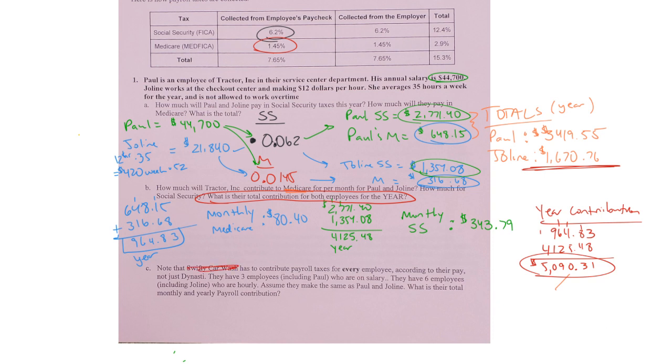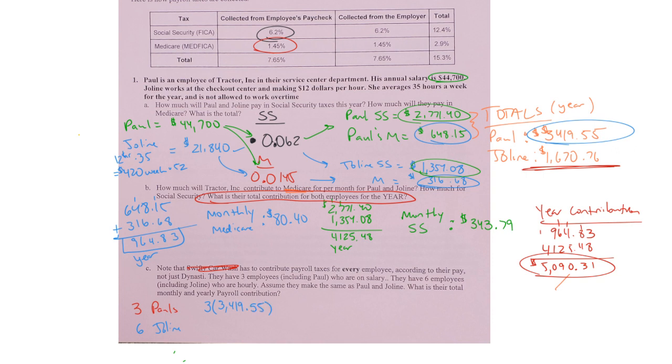Note that, not with the car wash, we're talking about the tractor. They have 3 employees, including Paul. So there's 3 Pauls. And they have 6 Jolenes. What is their total monthly and yearly payroll contribution? So we know Paul's total, so I'm going to do 3 times Paul's total right here, $3,419.28.